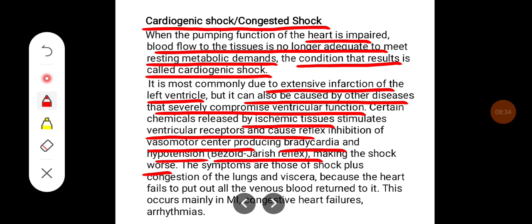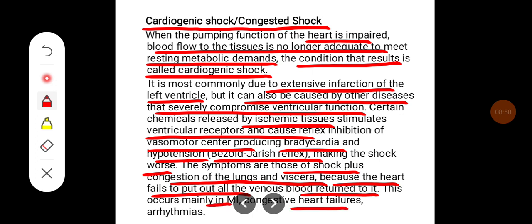The symptoms are those of shock plus congestion of the lungs and viscera, because the heart fails to pump out all the venous blood return to it. So this occurs mainly in myocardial infarction, congestive heart failure, and in arrhythmias.